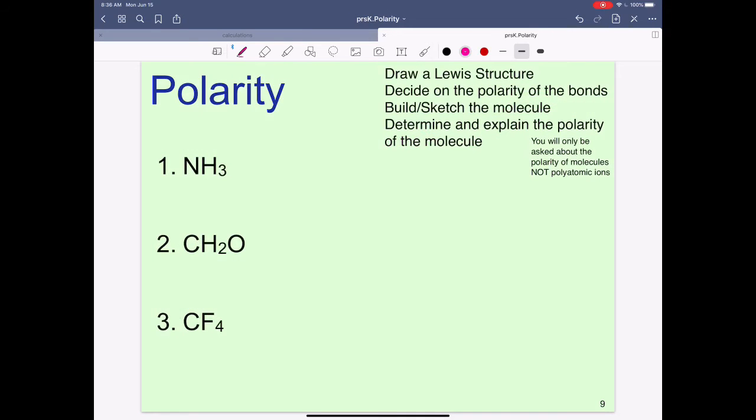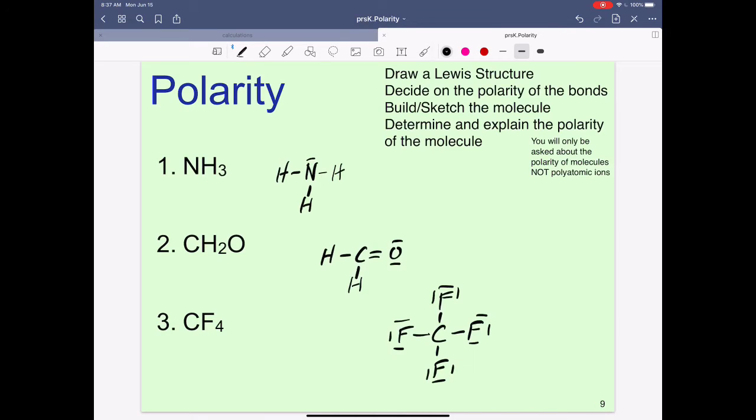Let's take a look at the following three molecules, which again we would need to draw a Lewis structure. You can see that we'll end up with these three Lewis structures, and with the exception of the carbon-hydrogen bonds, all of these other bonds are indeed polar. So let's draw some arrows pointing towards the nitrogen, which will be the more electronegative atom in the ammonia molecule, towards the oxygen in this formaldehyde molecule, and outward towards the fluorines in the CF4 molecule.